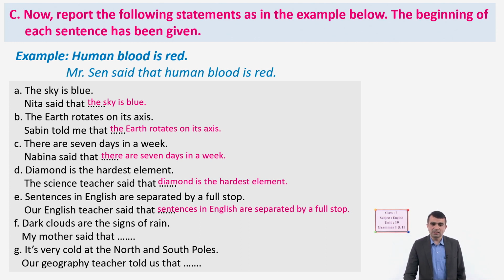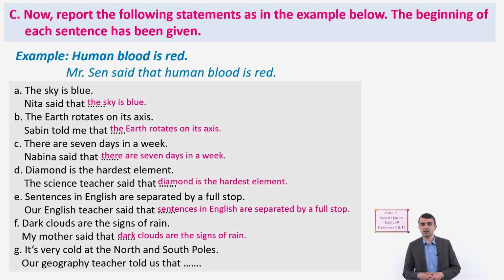Dark clouds are the signs of rain. Now here is the beginning. My mother said that. Now what can you add here? Same statement. Okay. My mother said that dark clouds are the signs of rain. And finally, it's very cold at the north and south poles. Report it. Our geography teacher told us that it's very cold at the north and south poles.